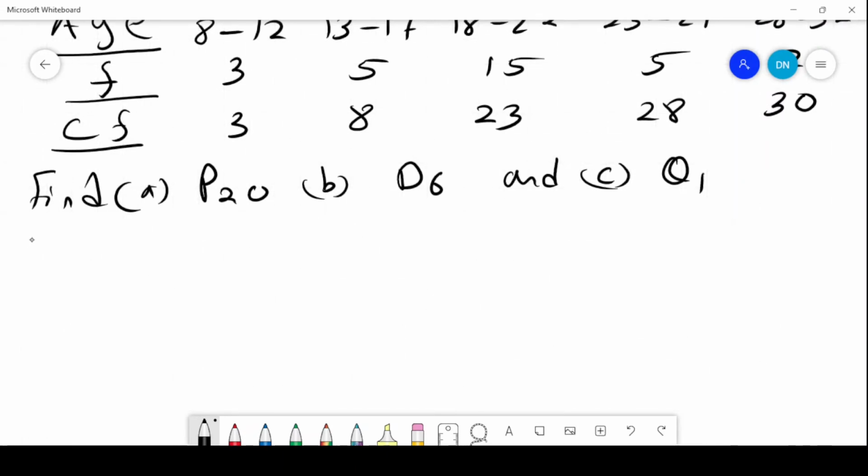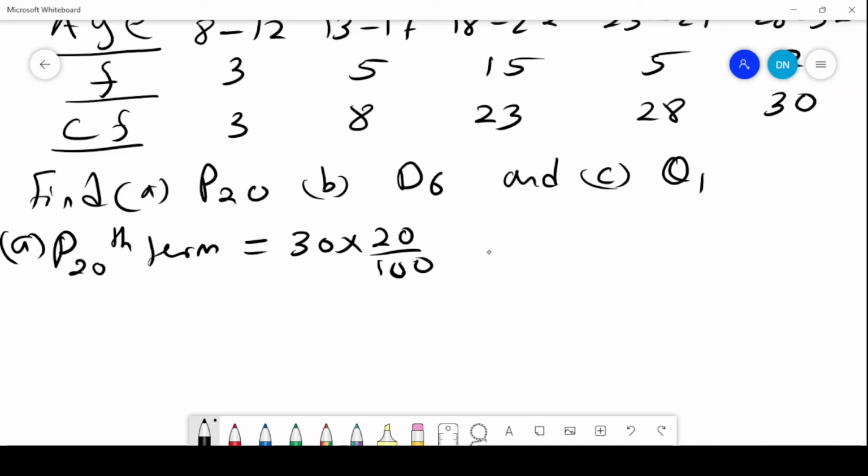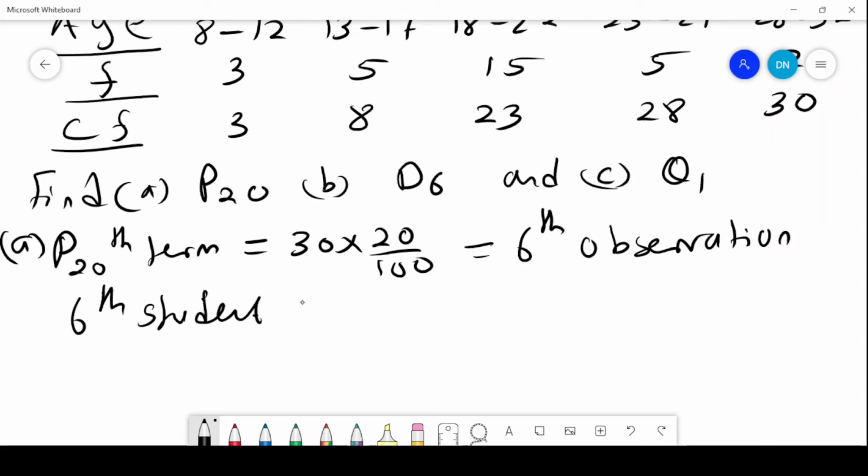And the first thing we want to keep in mind is we want to get the P20th term, which is given by n, which is the number of students, which is 30, times 20 over 100. And we see that it is the 6th observation. And the 6th observation is the 6th student. And the 6th student will be found in the age group of 13 to 17 years.